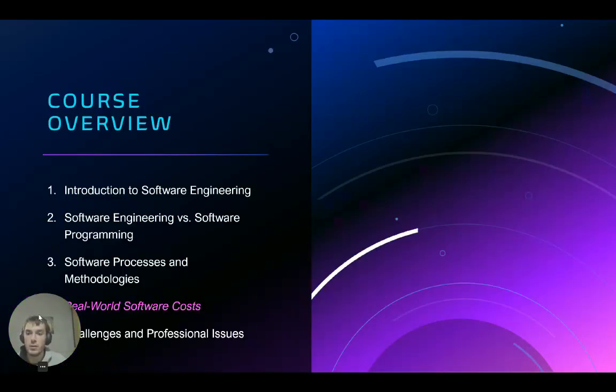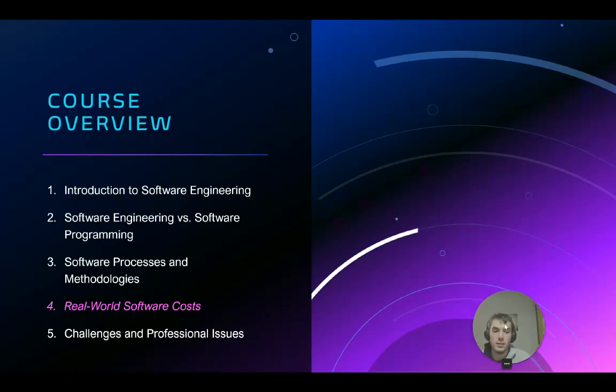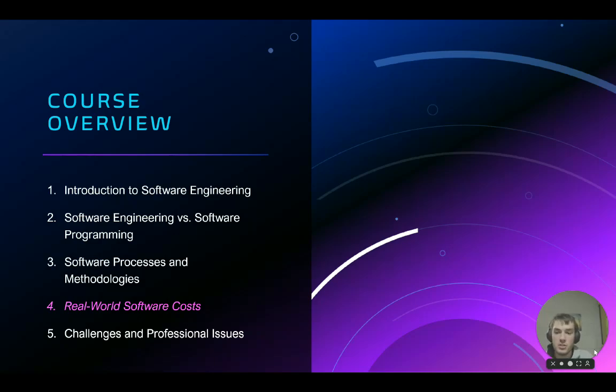We've already talked about an introduction to software engineering, the difference between software engineering and software programming, and some real-world instantiations of software engineering principles in software processes and methodologies. Today we're going to be talking about the real-world costs of software engineering projects, and then we'll wrap up our series by talking about challenges and professional issues faced by software engineers.